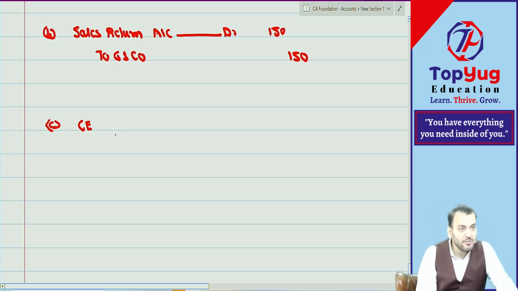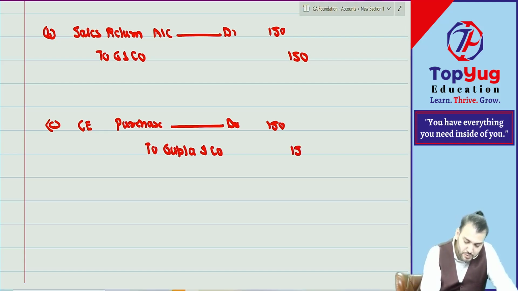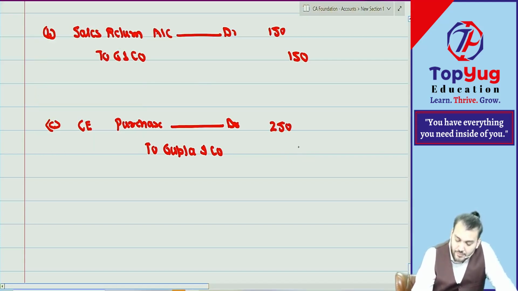Suspense account, correct journal entry. It is purchase account debit to Gupta and Company. What amount? 250. This is the correct journal entry. What mistake have we done? We will check. Means what is the wrong entry?